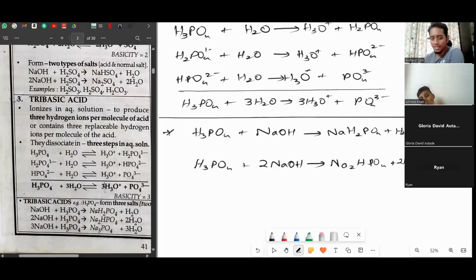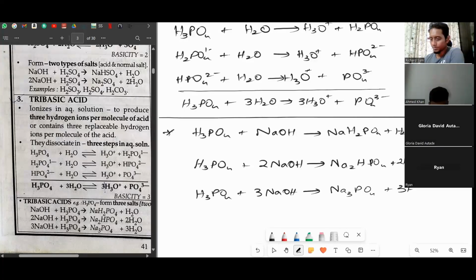2H2O. And in the last step, if all three hydrogens are replaced with 3 NaOH, then what do we get? If all three Nas go and replace all the three hydrogens, we'll get Na3PO4 with 3 water molecules.